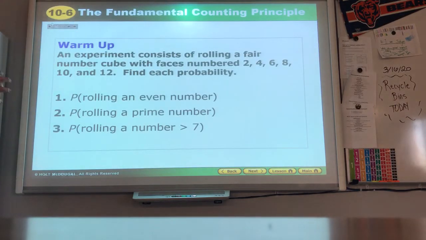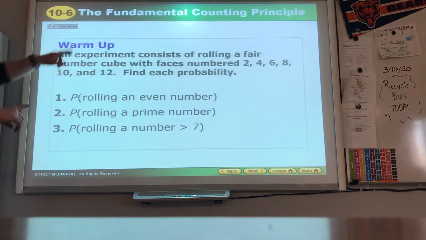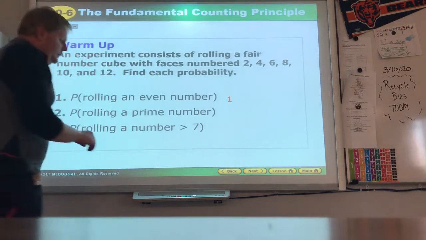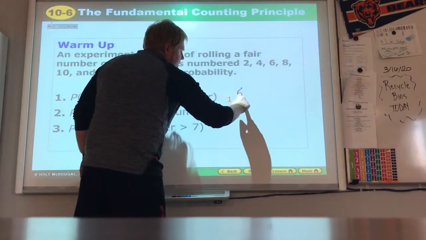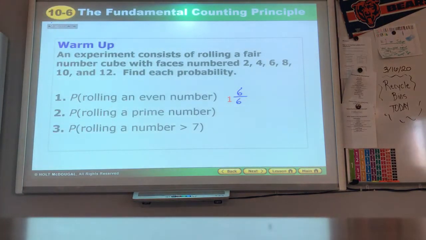All right, an experiment consists of rolling a fair numbered cube with faces 2, 4, 6, 8, 10, and 12. Find each probability. Rolling an even number. So, an example is a cube, and they're all even numbers. So there's 6 that make what we want out of 6, that would be 1, because 6 of the faces met even numbers, and there were only 6 faces. So 6 over 6 is a 1.